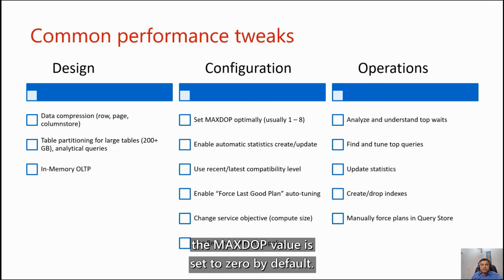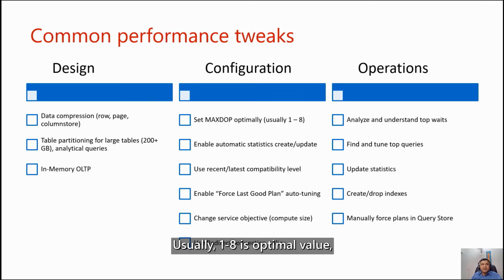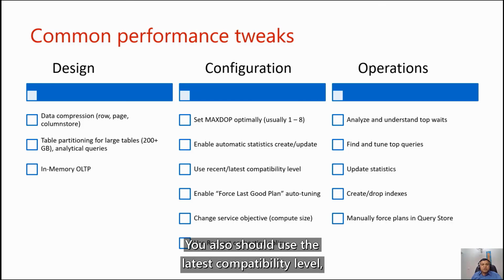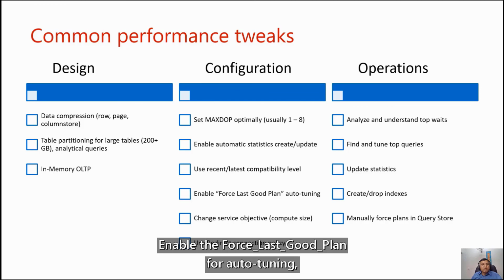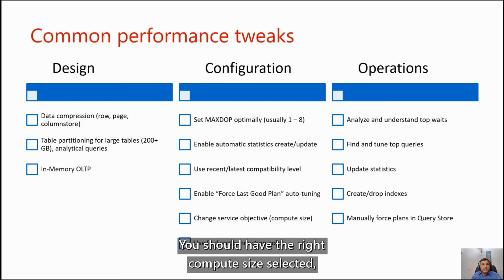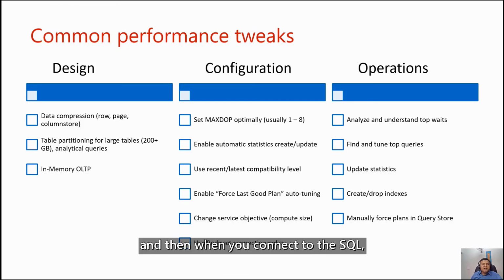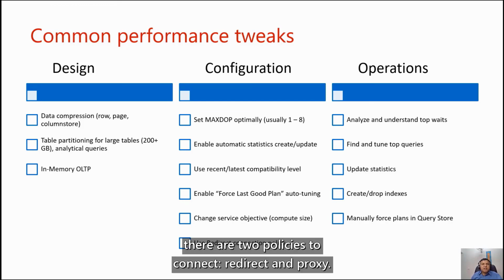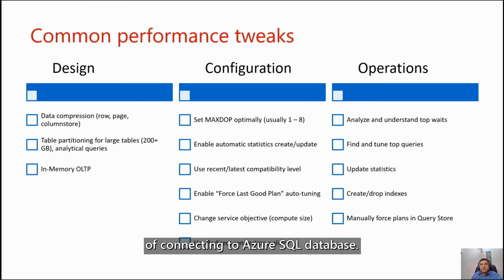And in terms of configuration, the max DOP value is set to 0 by default. Usually 1 to 8 is the optimal value. You also need to enable auto stats creation. You should use the latest compatibility level, which is what Dimitri showed you earlier. Enable force last good plan for auto tuning, which is what I demonstrated. You should have the right compute size selected, and when you connect to SQL, there are two policies to connect: redirect and proxy. Redirect is the one which you should use when connecting to Azure SQL database.